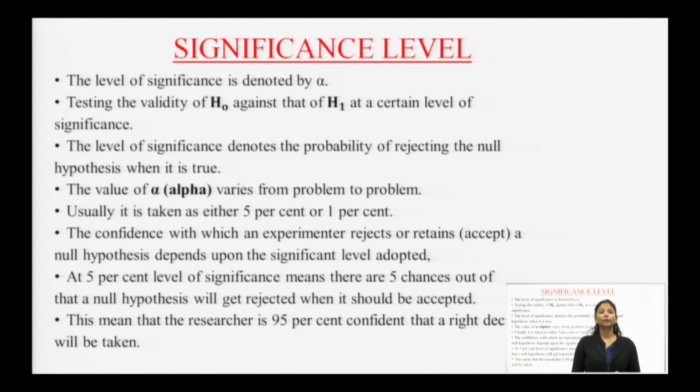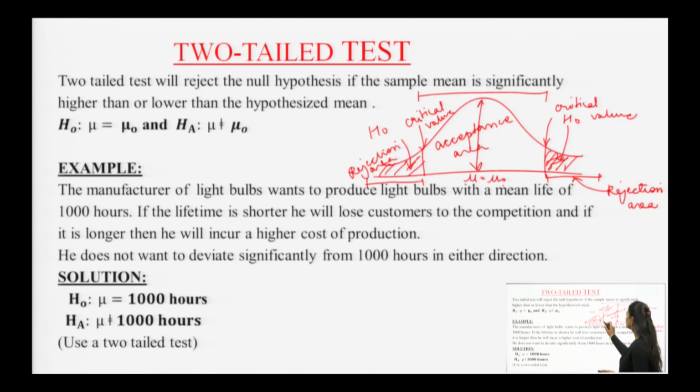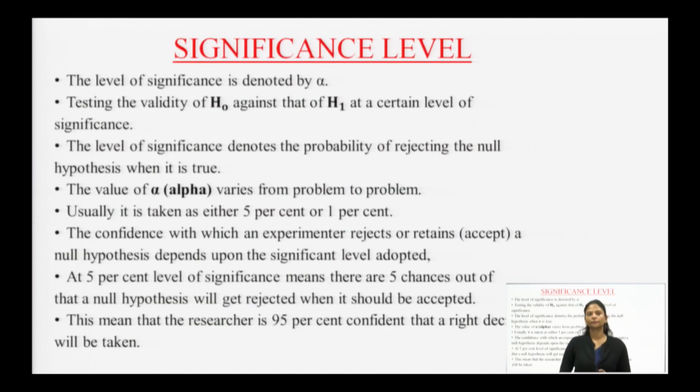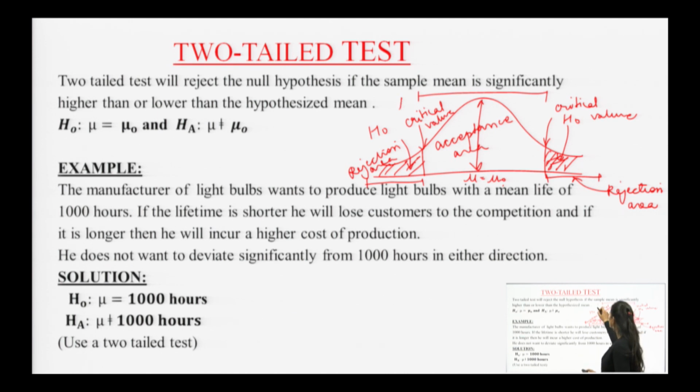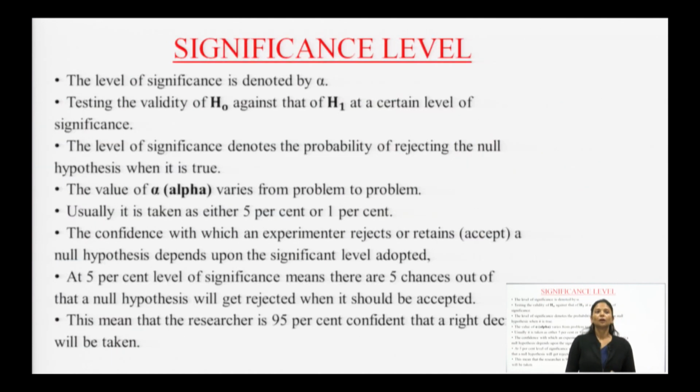Now, what we were talking about earlier was something called the critical value. So, what is that? The level of significance is denoted by alpha. That means, I am supposed to denote this as alpha here. Now, testing the validity of H naught against H 1 at a critical level of significance is called alpha. The level of significance denotes the probability of rejecting the null hypothesis when it is true. The value of alpha varies from problem to problem, but generally we take it as 5% or 1%.